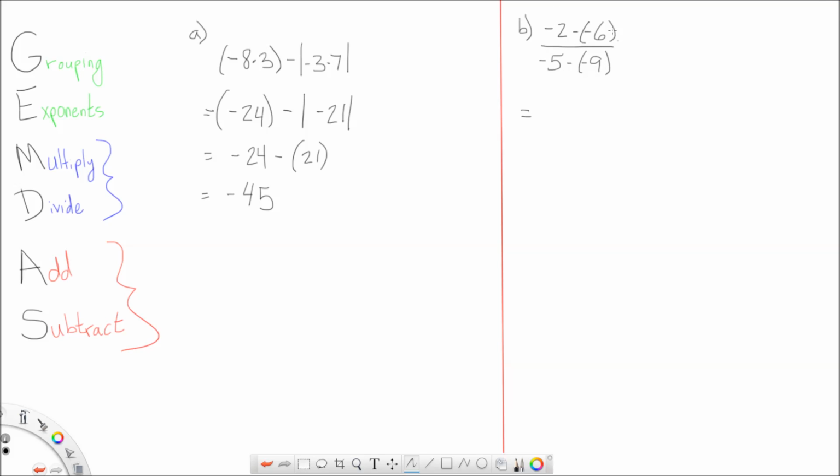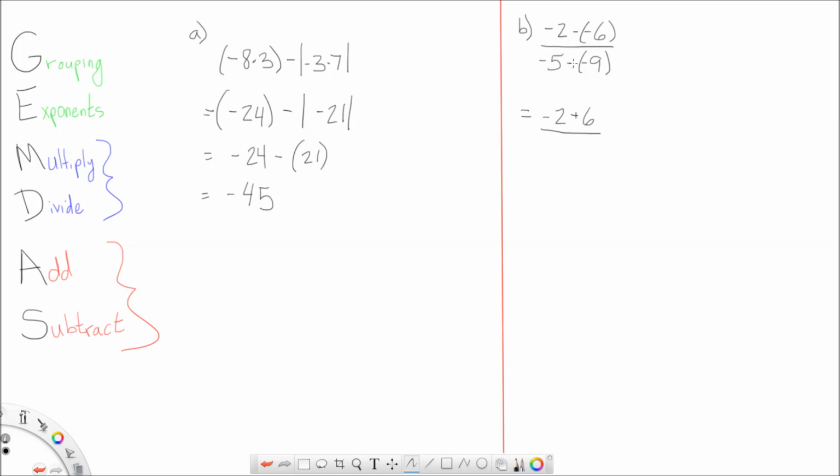Grouping, we don't have any. We have parentheses, but there's nothing happening on the inside. Alright, exponents we don't have. Alright, now we're into multiply and divide. We don't have any multiplication at first, but really this negative here is being multiplied into this negative 6. So we have a negative 2 times a negative times negative 6, which is going to give us a negative 2. Negative times a negative gives a positive, and we have plus 6. Alright, so our numerator becomes that, and the same idea in the denominator.